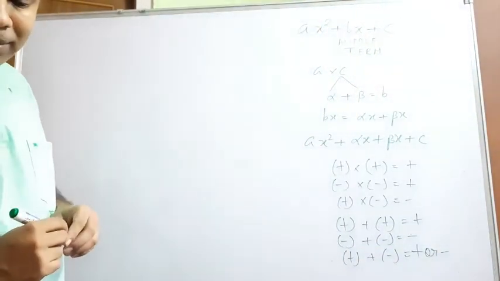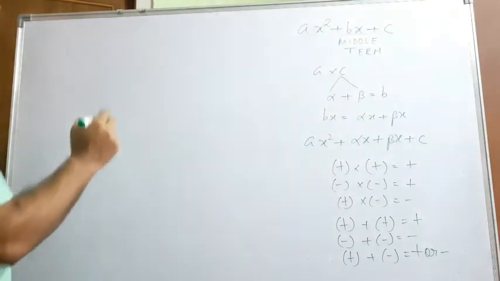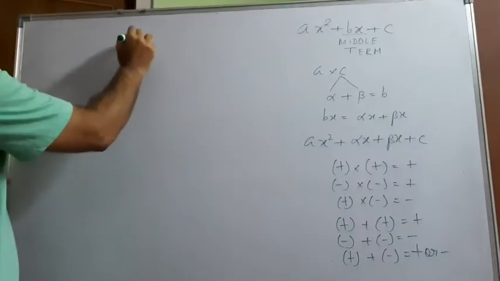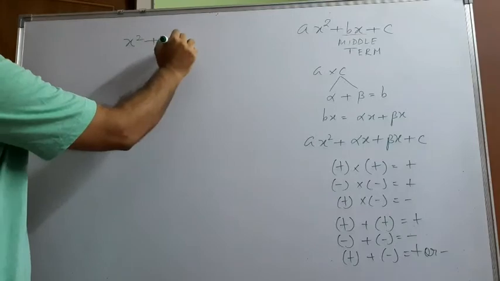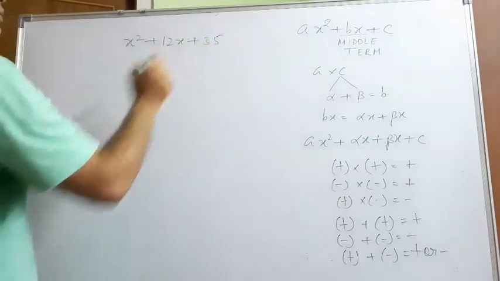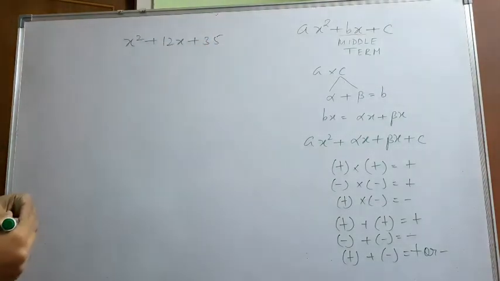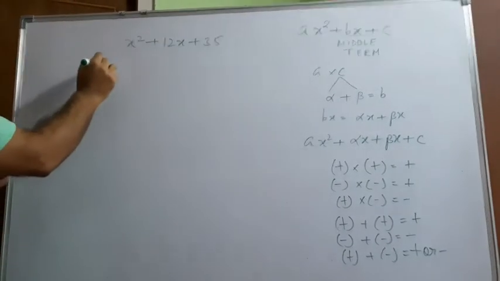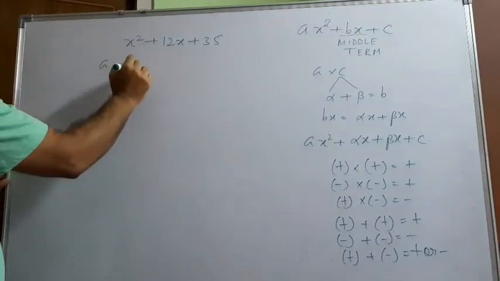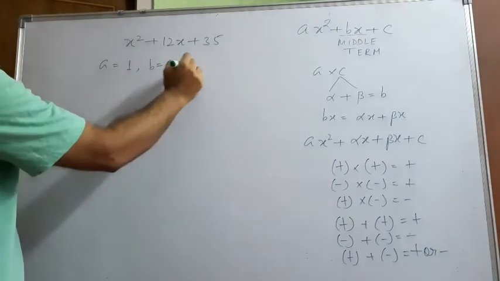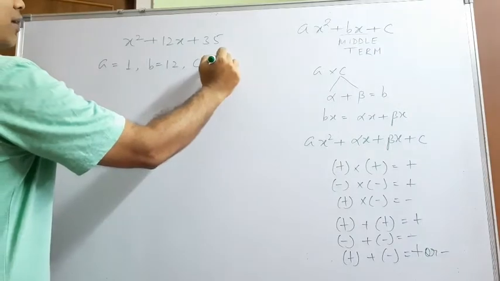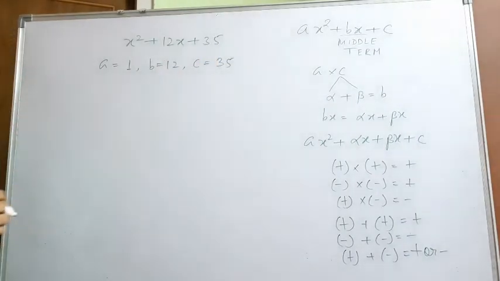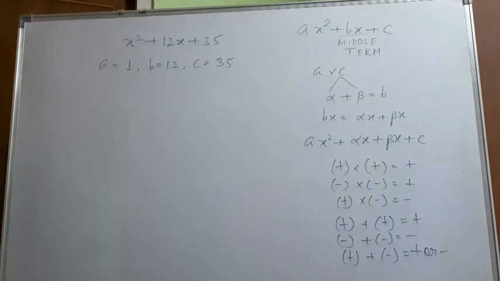So let us take one simple example. Suppose we are to factorize x square plus 12x plus 35. Here, what is a? a is 1. What is b? b is 12. What is c? c is 35.